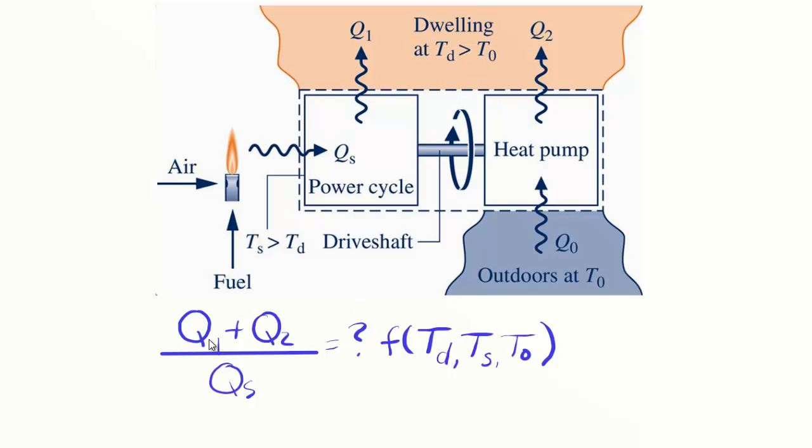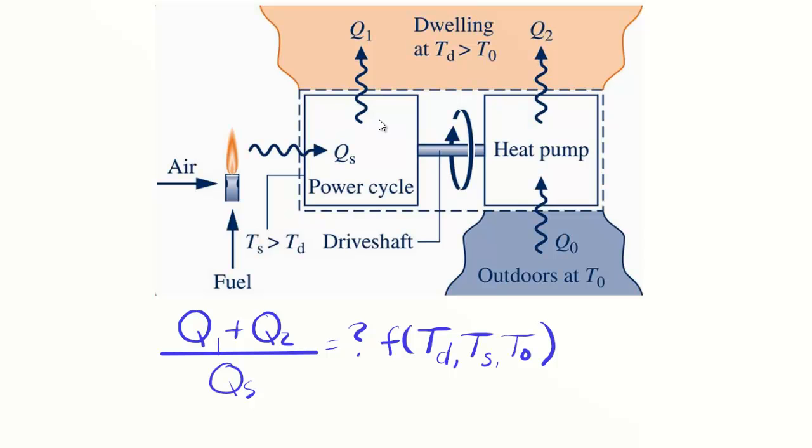And our goal in this problem is to figure out this ratio, the ratio of the net heat transfer into the dwelling divided by the heat transfer coming from the original source. And we want that as a function of these three temperatures. So if you remember your definition of the absolute thermodynamic temperature, it's the ratio of heat transfer from a reversible power cycle. But you're not allowed to just take these temperatures and replace them. You can't just take TD for the dwelling and put it in for Q1, Q2, and QS.